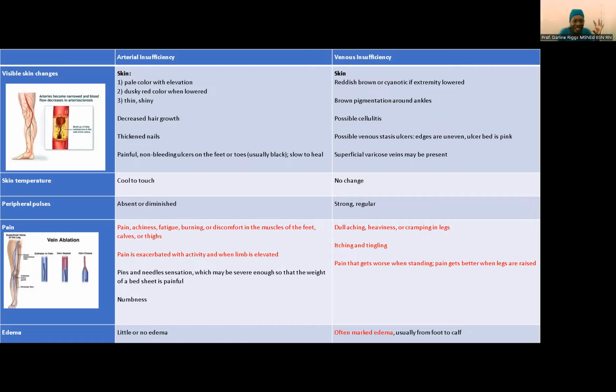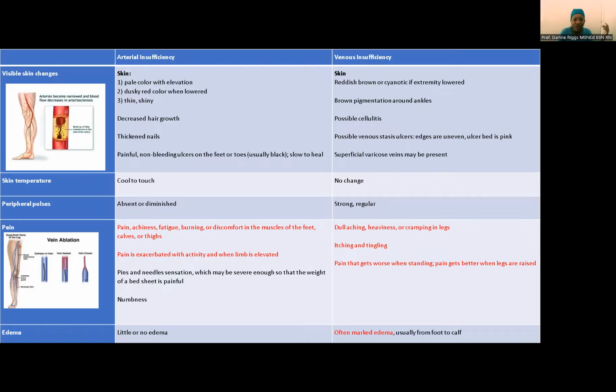Okay. They get that dusky red color when lowered. So that's a big difference. Okay, so dusky red when lowered. Okay, reddish brown cyanosis for venous when lowered. So I think this is one of those areas where you should focus on one and then the other, because we're going to be seeing a lot of opposites here.